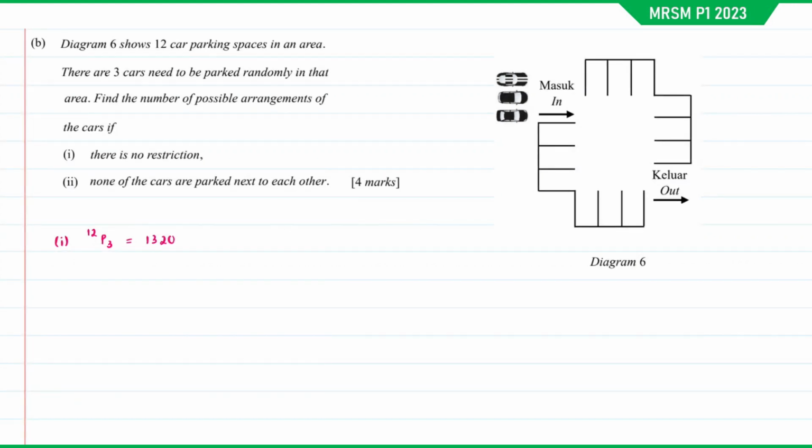Question number 2. None of the cars are parked next to each other. So there are 2 scenarios for none of the cars are parked next to each other. For scenario number 1, we are going to look at these 3 parking as 1. Then in total, we're going to have 4 parking slots. So now if we park these 3 cars, let's say we label the car here as car A, B, and C, into one of these 4 parking slots, then definitely none of the cars are parked next to each other.